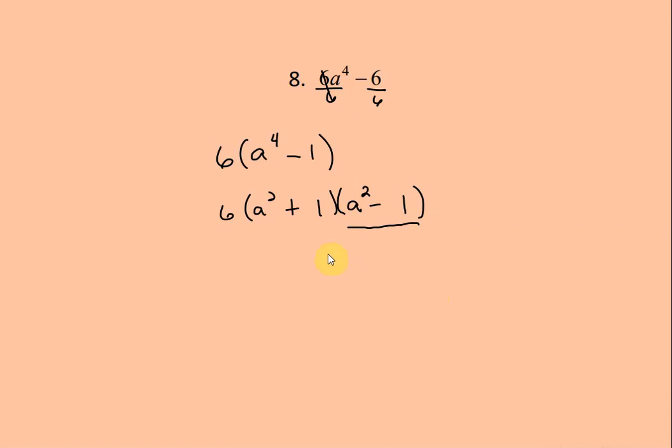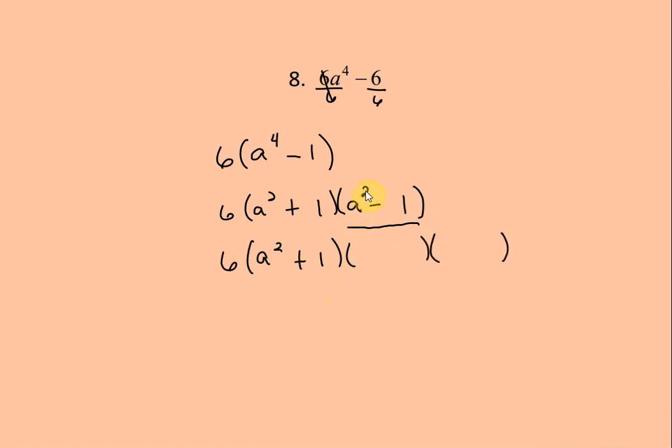The terms that don't need to be factored, we're just going to bring down. So we have the 6, and then we have the a squared plus 1. We can't factor that using difference of perfect squares because they're being added. That's a plus in the middle, not a minus. But this a squared minus 1 can be factored again.